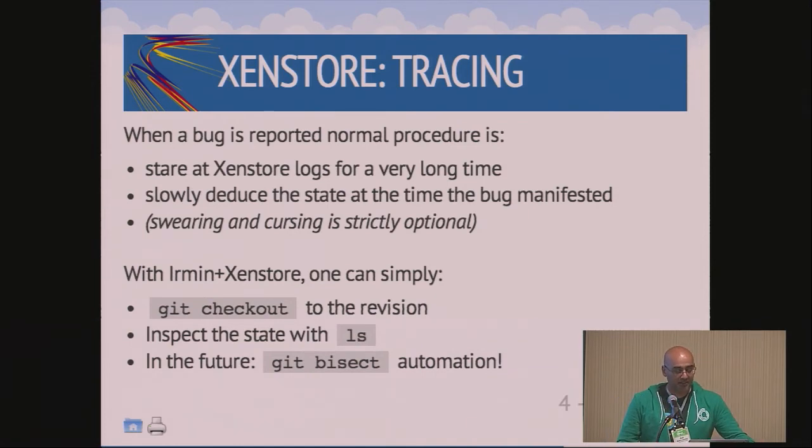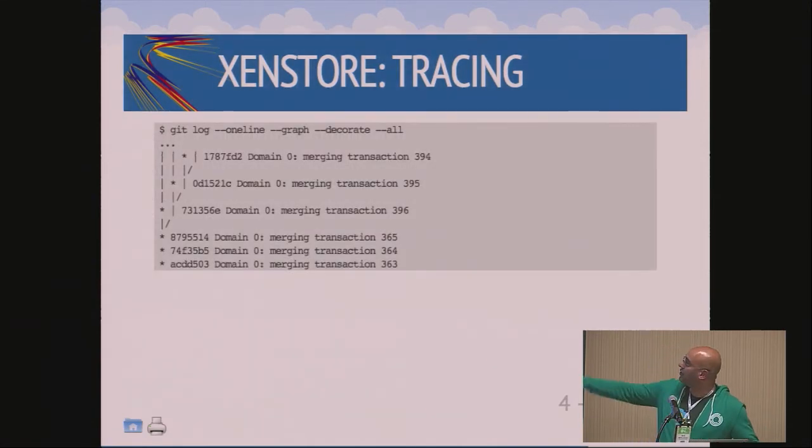So now with Irmin and XenStore, we can simply git checkout a copy of the database to a revision. We can inspect the state with ls, just using our normal command line tools. And the thing we're working on now is to git bisect any kind of automation. So we can revert back your XenStore, automate a shell script so you can figure out exactly what the working and the bad states were, and go back to exactly the point when the problem happened. This is something that will hopefully be integrated into the Xen open source test tools, for example, and give us back a reliable backtrace of the point we were in when something went wrong. And to give you a sense of what it looks like, I'll show you a live demo shortly.